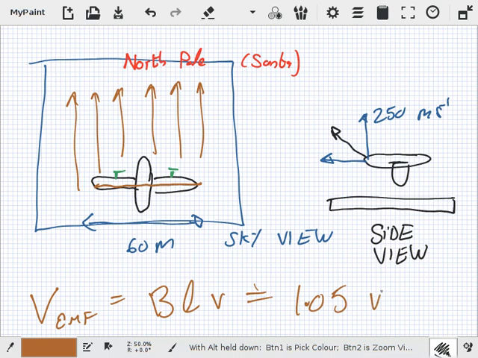1.05 volts. Now think about what you're saying. What you're saying is, if you connect a voltmeter around the plane, that voltmeter will read 1.05 volts. That's interesting. Now, tell me this. When will that voltage read 0?